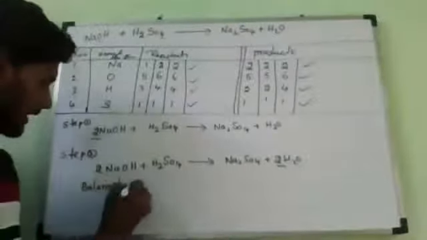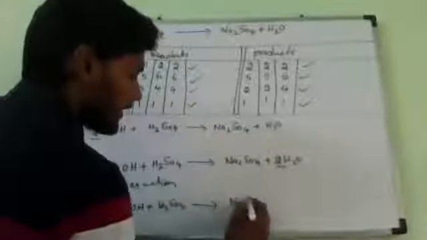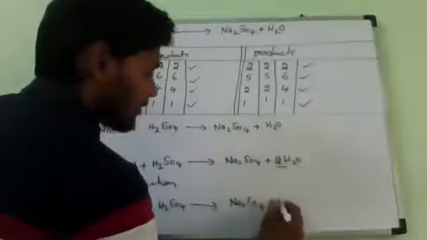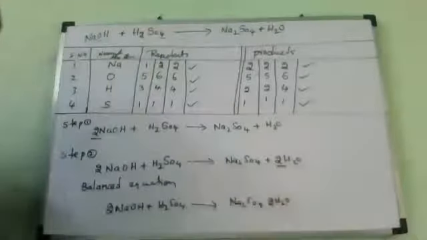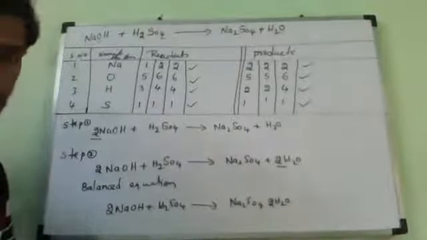Now, last, you have to write the balanced chemical equation. Keep a heading and write this equation: 2NaOH plus H2SO4 will give you Na2SO4 plus 2H2O. Is it okay? Arvind, respond, yes or no. Have you understood or not, Arvind? Yes, sir. Okay, continue now.